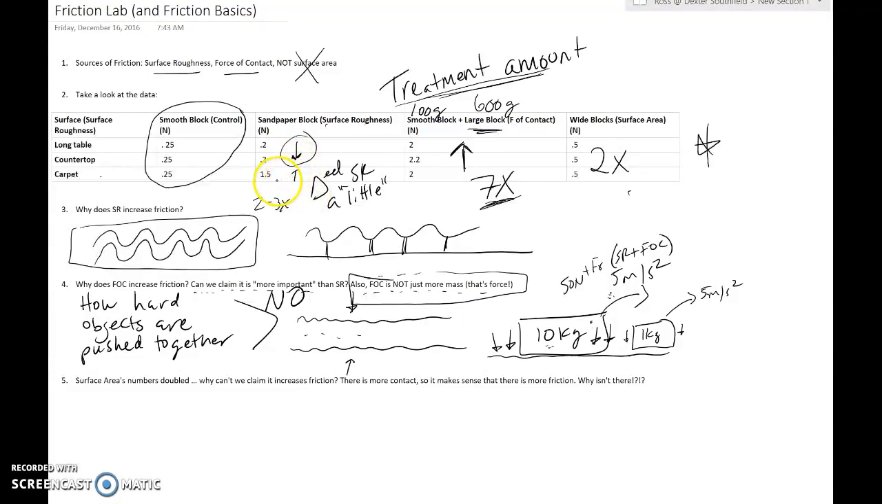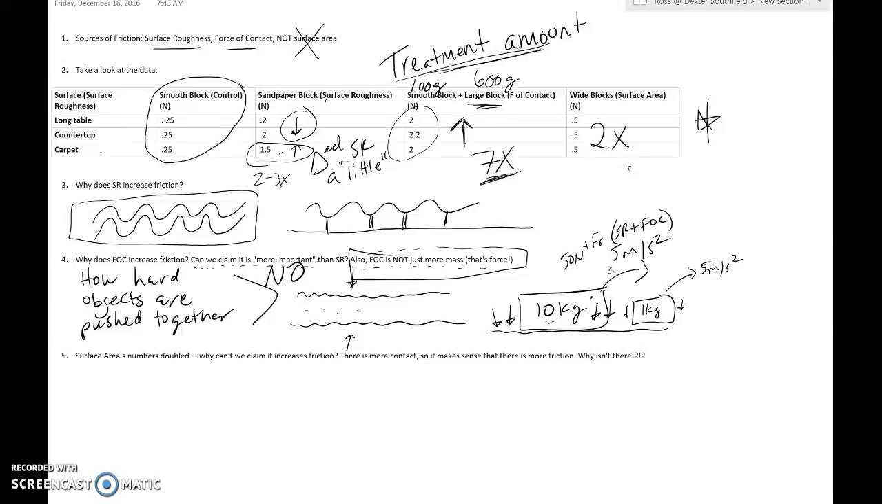What we see is that when we change surface roughness significantly, the numbers go up. When we change force of contact significantly, the numbers go up. So for us, all we can determine is that in this lab with these materials and all the changes that we made, sure, we saw a bigger change for force of contact. But that doesn't mean that force of contact is more important or a bigger variable when determining friction. It just means that in our lab, because of the changes that we made and because of the treatment amount, we saw a bigger effect. That doesn't mean that in the world, force of contact is more important than surface roughness. So finally, we get to surface area, the one that had no effect.